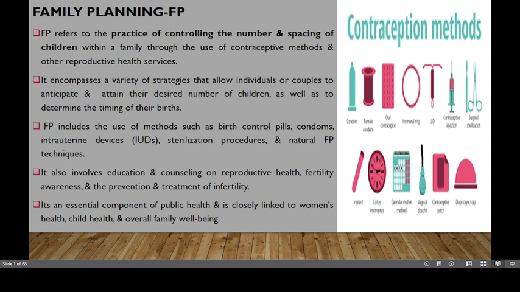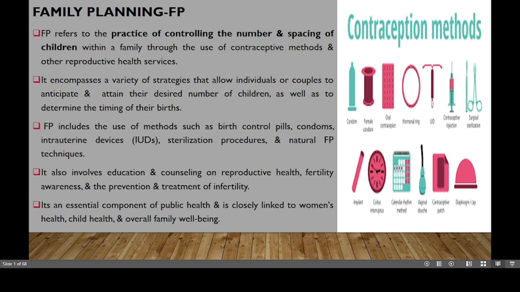We start by defining what FP or family planning is, and this is the practice of controlling the number and the spacing of children within a family setting. This can be done through the use of contraceptive methods and other reproductive health services that we are going to discuss in our presentation today. It encompasses a variety of strategies that allows individuals or couples to anticipate and attain their desired number of children, as well as to determine the timing of the births.